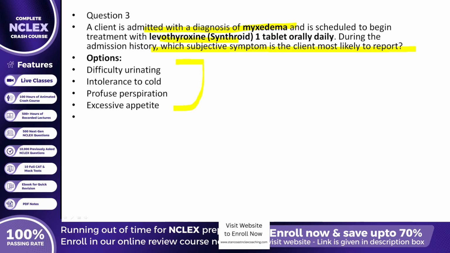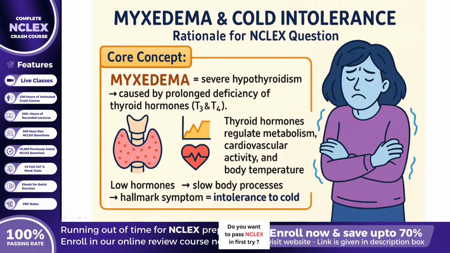The correct answer is option 2, intolerance to cold. Clients with myxedema commonly complain of feeling extremely cold, even in warm environments. This occurs because thyroid hormone deficiency leads to a dramatically lowered basal metabolic rate, reduced oxygen consumption, and impaired heat generation.